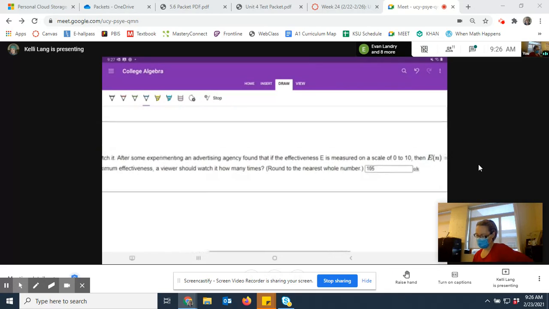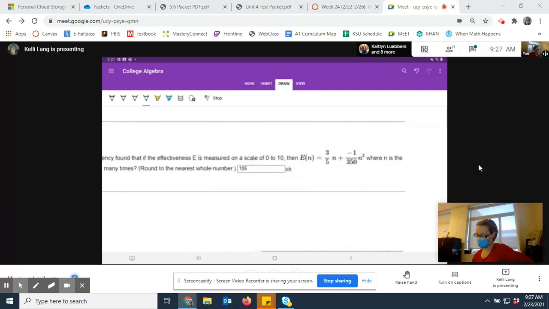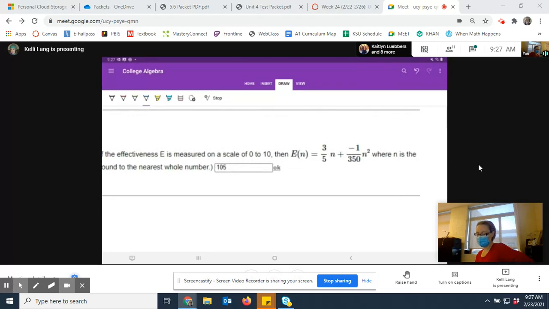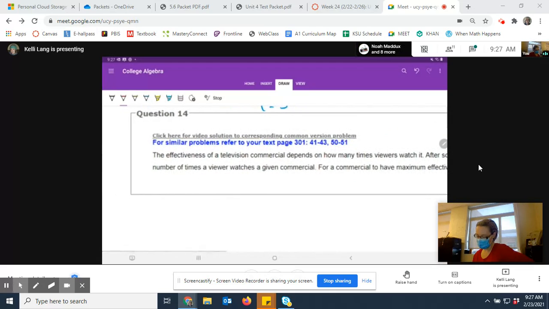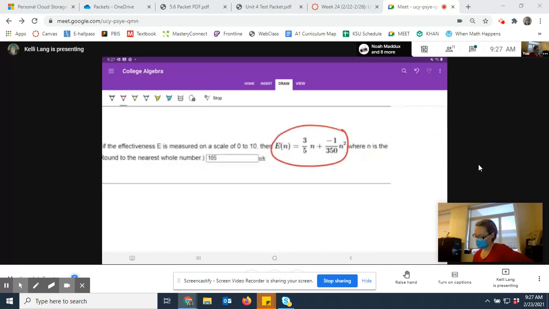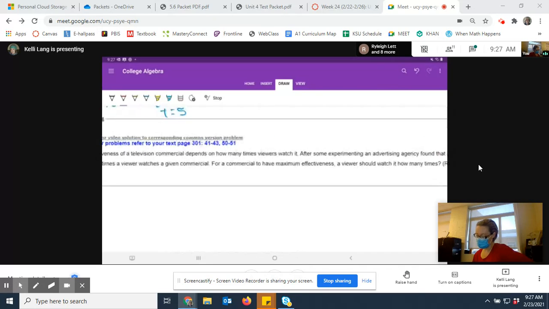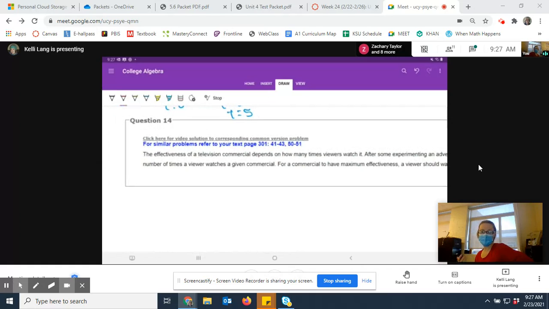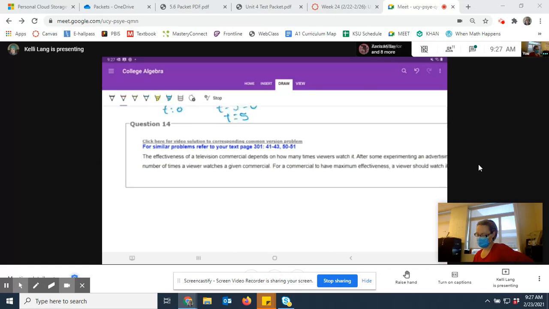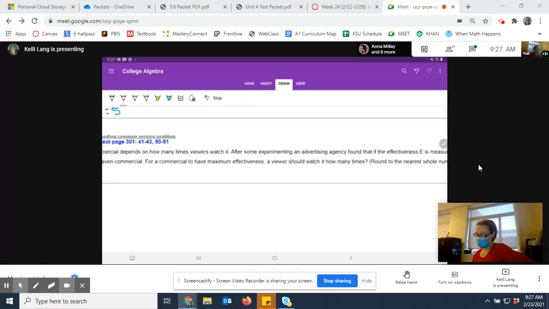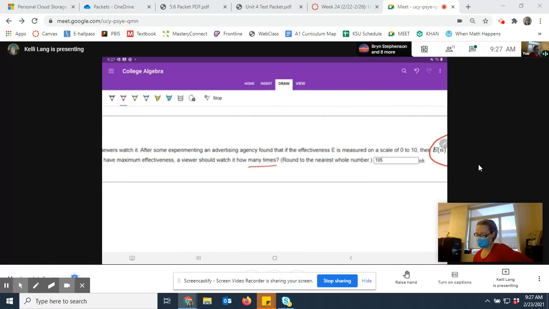Looks like an advertising agency found that the effectiveness, which they're going to call E, is measured on a scale from 0 to 10. Then this formula right here, which they're calling E, is where N is the number of times a viewer watches a given commercial. So I'm going to rewrite this. Actually, we'll just do our work over here. Okay, so that equation represents how many times a viewer watches a given commercial. For a commercial to have maximum effectiveness, a viewer should watch it how many times?